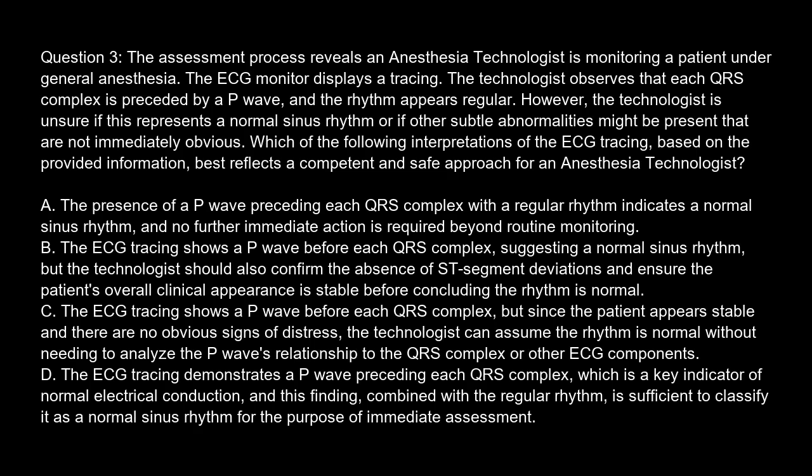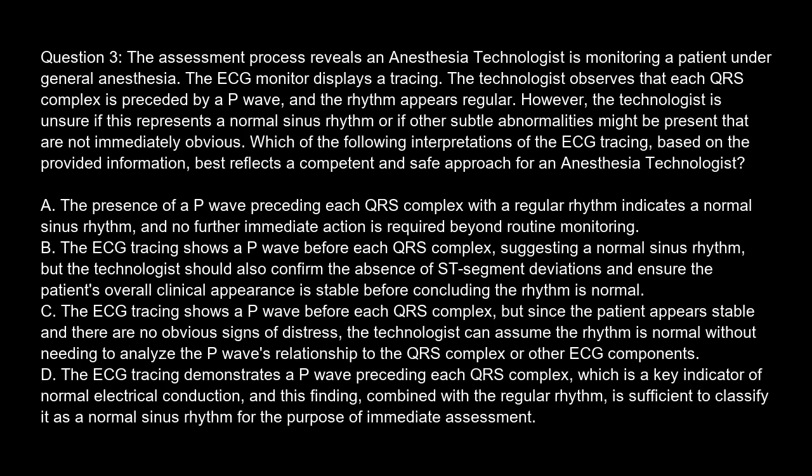Option A. The presence of a P wave preceding each QRS complex with a regular rhythm indicates a normal sinus rhythm, and no further immediate action is required beyond routine monitoring. Option B. The ECG tracing shows a P wave before each QRS complex, suggesting a normal sinus rhythm, but the technologist should also confirm the absence of ST segment deviations and ensure the patient's overall clinical appearance is stable before concluding the rhythm is normal.